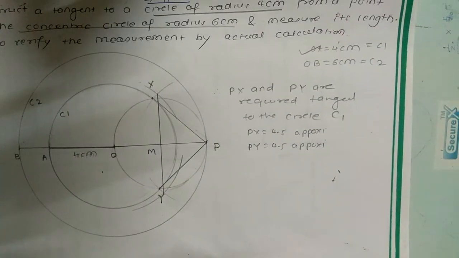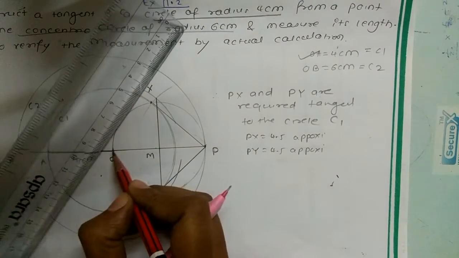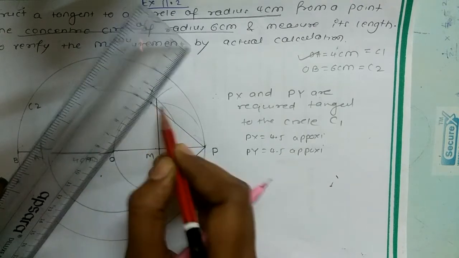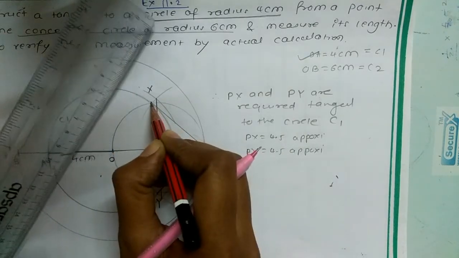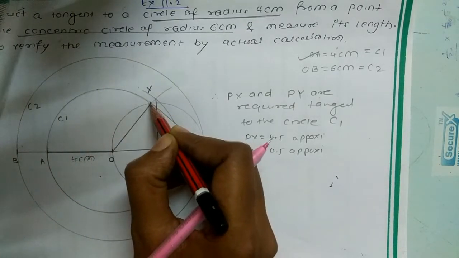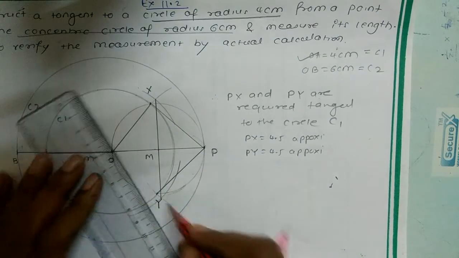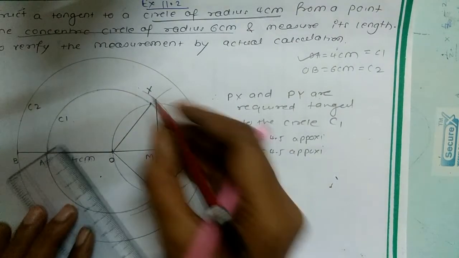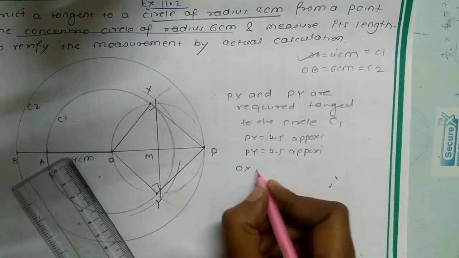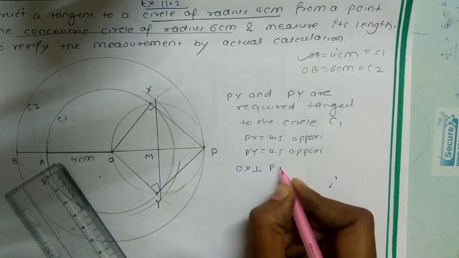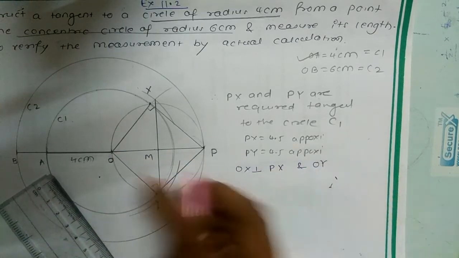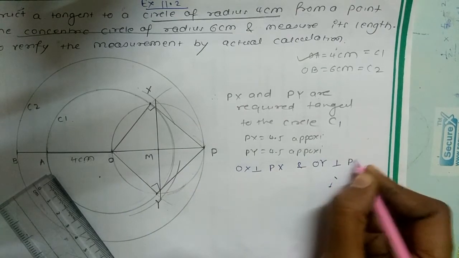As we know, the radius will always be perpendicular to the tangent if we draw the radius from the center to the point of contact. This is the point of contact of the tangent with the circle. Both sides you can draw this, so this is always perpendicular. So here OX is perpendicular to tangent PX and OY radius is perpendicular to tangent PY.